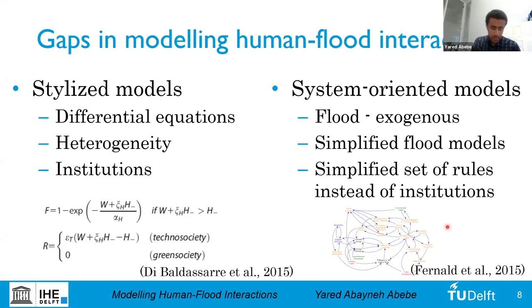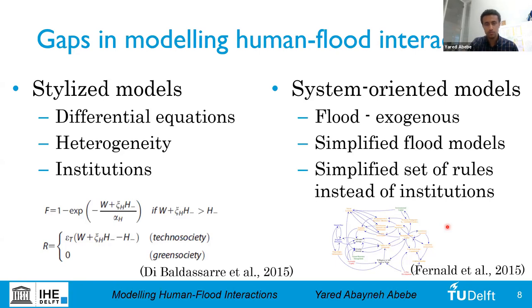What are the main gaps we identified in modeling human flood interactions? There are two different types of modeling approaches, stylized models and system-oriented models. Stylized models use differential equations, so they lump the whole area into one equation, and there is no heterogeneity. My decision, my flood risk perception, compared to my neighbors in the area, is not the same. If you lump it, you lose that heterogeneity, these micro-level interactions or behaviors. And institutions are not involved in this.